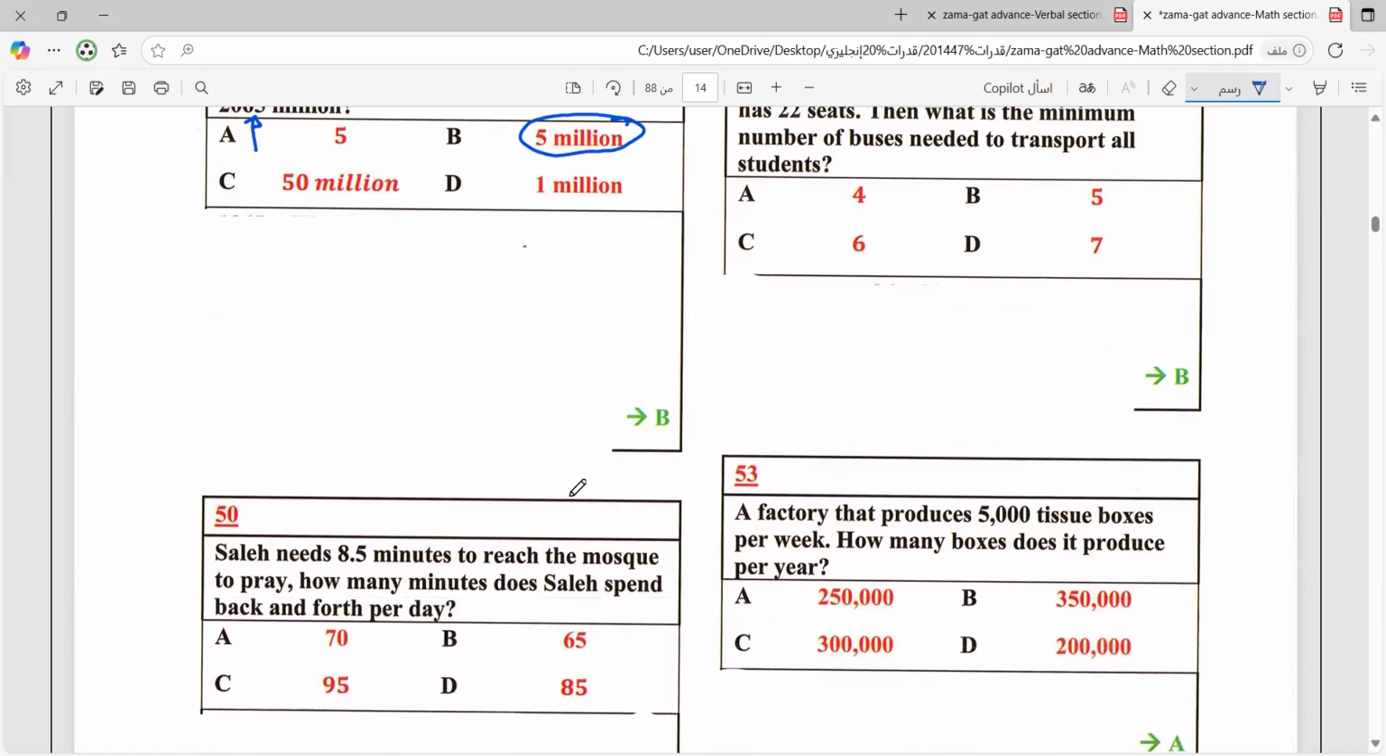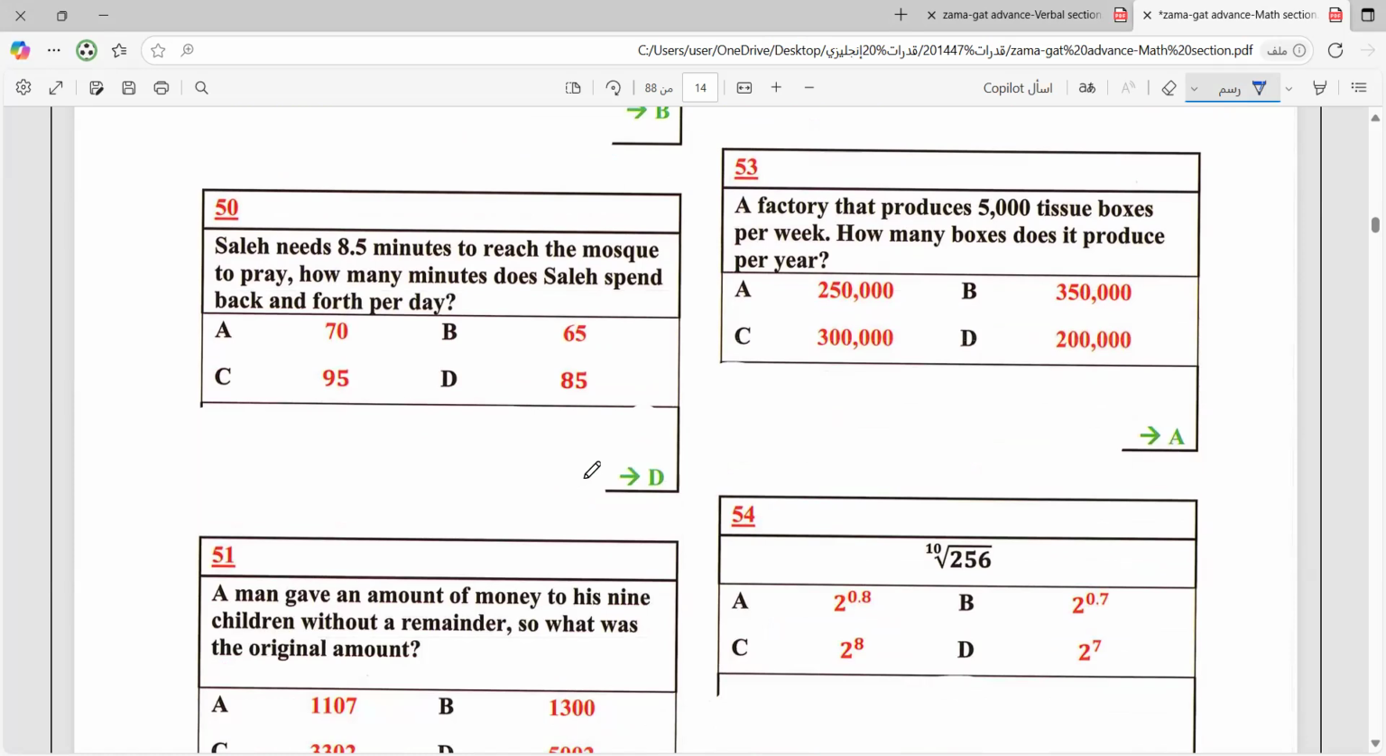Question 50. Saleh needs 8.5 minutes to reach the mosque to pray. How many minutes does Saleh spend back and forth per day? 8.5 to go there and 8.5 to go back, and he goes 5 times a day. So you do 8.5 times 2 times 5.